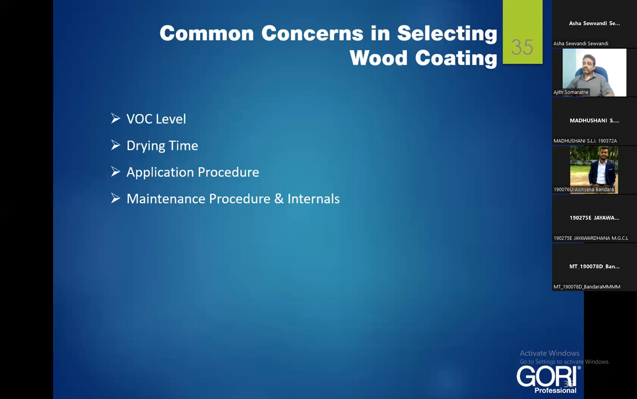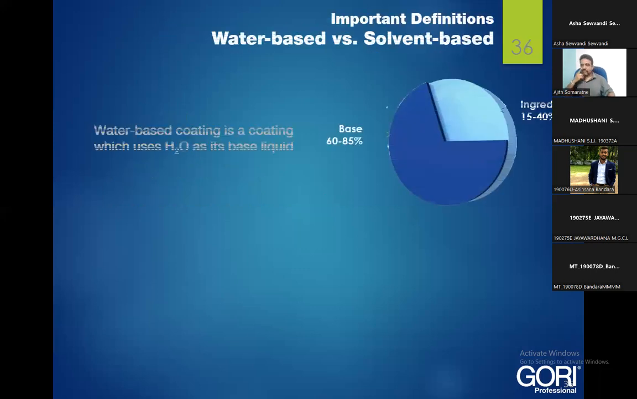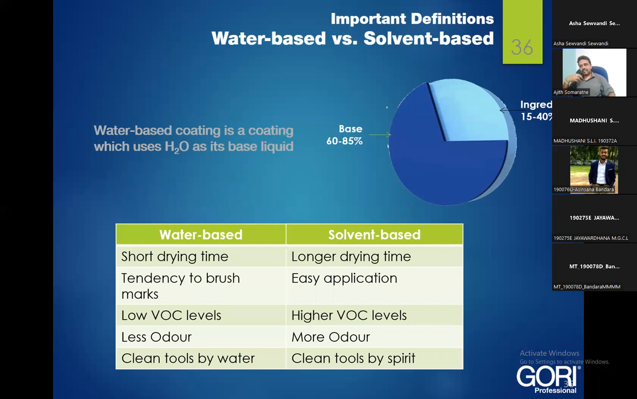Then the maintenance procedure and intervals, commonly we have to consider what is the maintenance procedure. Some, as I told you, some products we have to remove the previous coating. Some products we have just to sand it and apply. Some products we just want to wash it and apply. Right? I mean, these are the things we have to commonly consider. So these are the things I wanted to share with you, the knowledge regarding this wood protection. I mean, this is not the whole, just a very small introduction.